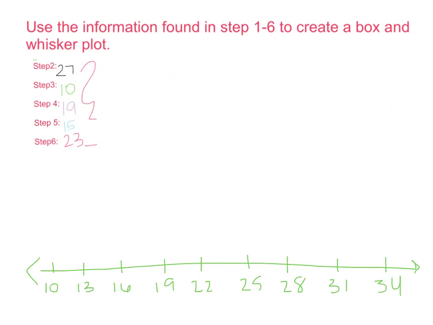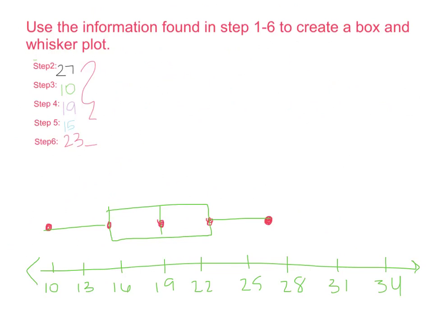Now we're going to plot each number. So 27 is right there, 10 is right here, 19, 15, and 23. So what you're going to do first is you're going to box in the middle one, and then draw a line and your whisker. That is your box and whisker plot.